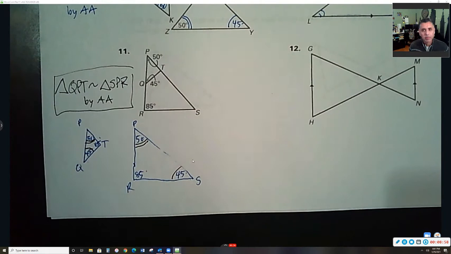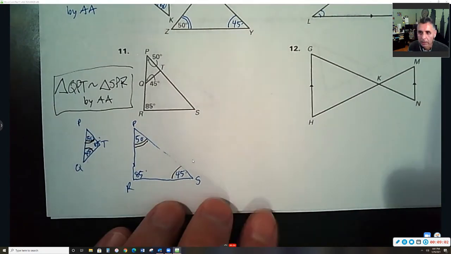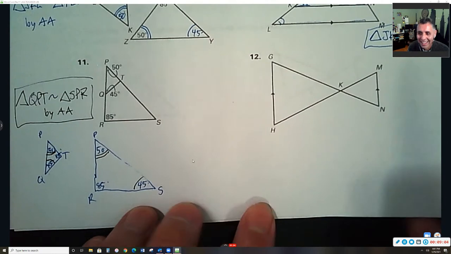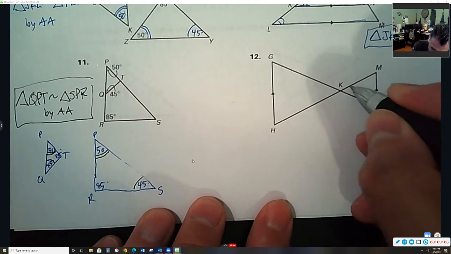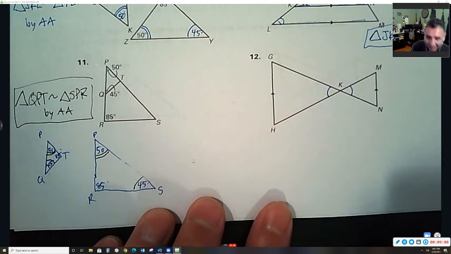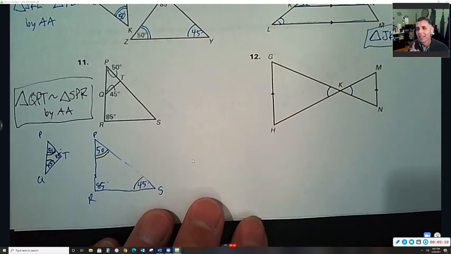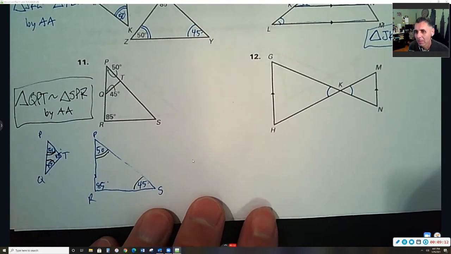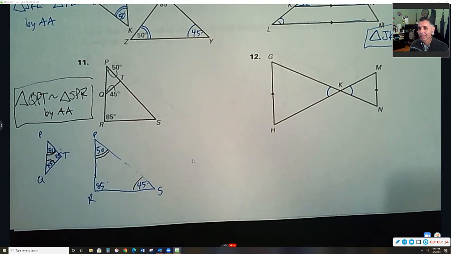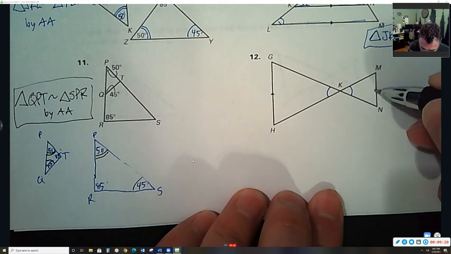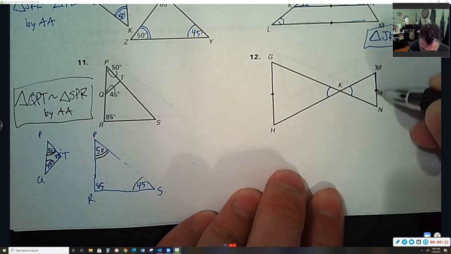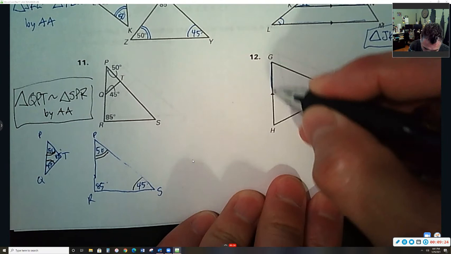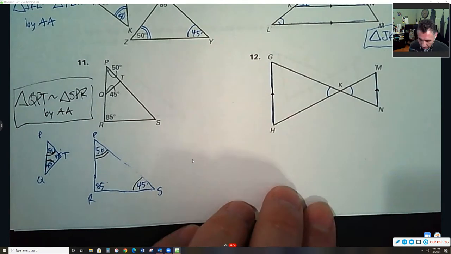Okay. And then the last one on this page. These two angles are congruent because they're vertical angles. Okay? Remember, whenever there's an X, the angles that are across from each other are vertical angles, and they're congruent. And then again, remember this little arrow tells me these two lines are parallel.